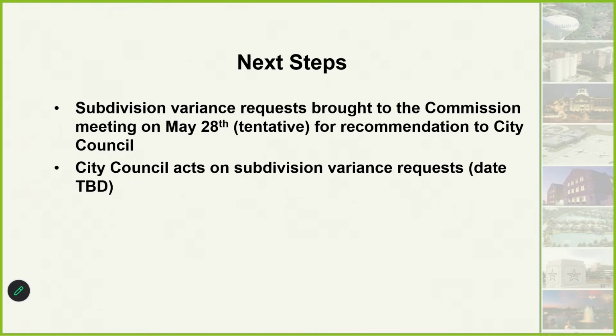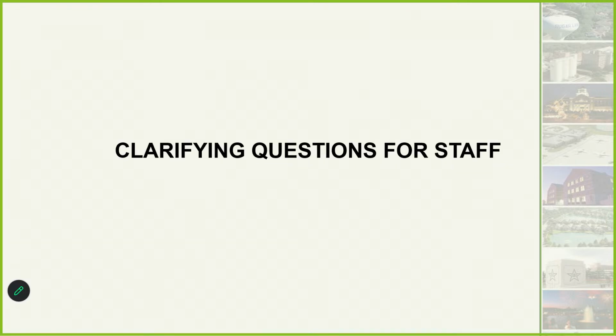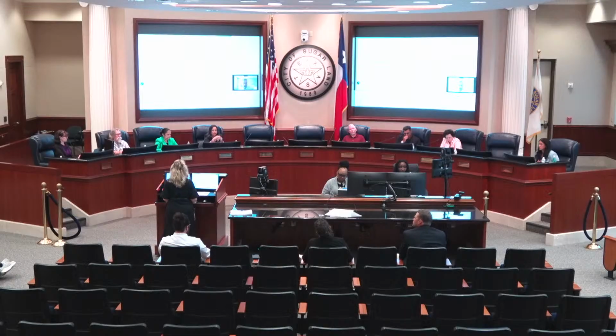The next steps of this process would be holding a consideration and action for a recommendation to City Council. Tentatively, that could be the May 28th meeting. And then from there, Council will act on the subdivision variance request, date not determined at this time. With that, if I have any questions, I'll be more than happy to answer any of these. And the owners are also here if you have any questions about the requests.